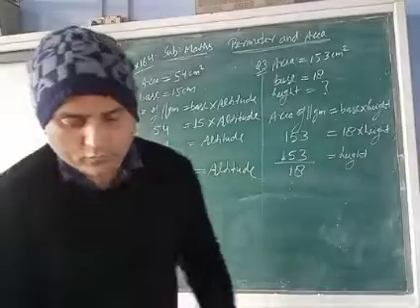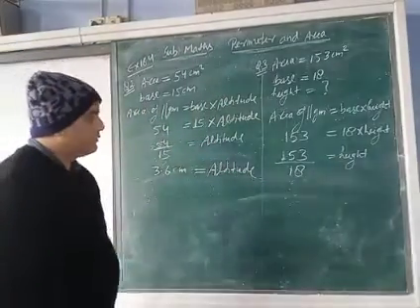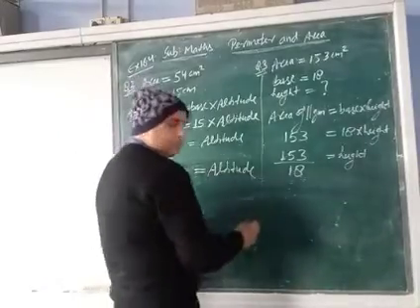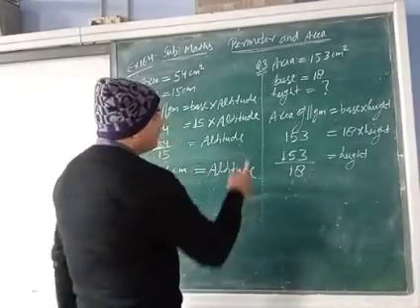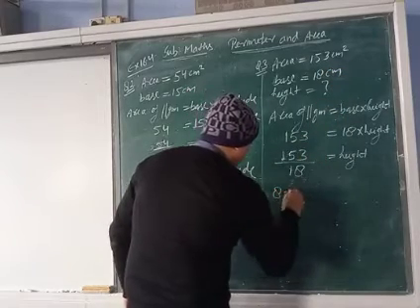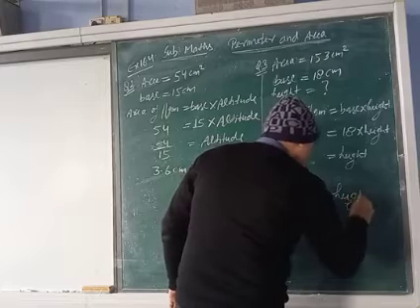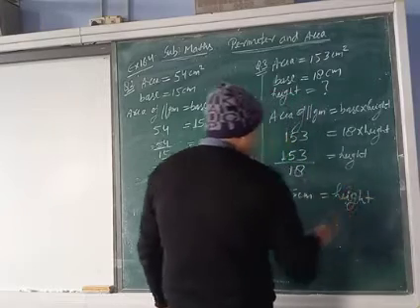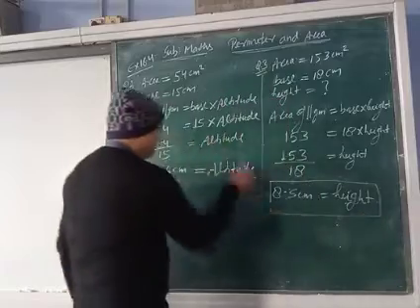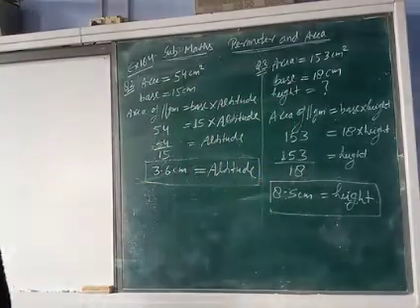When you divide 153 by 18, what is the answer? That is 8.5 centimeters. So what is the height or the altitude? That is this one and this one also. So now write down these two questions.